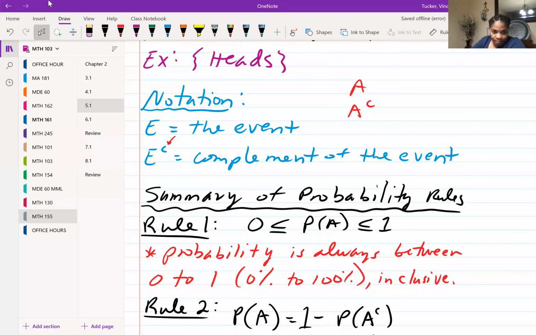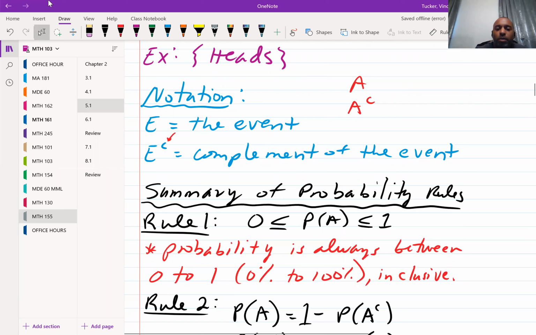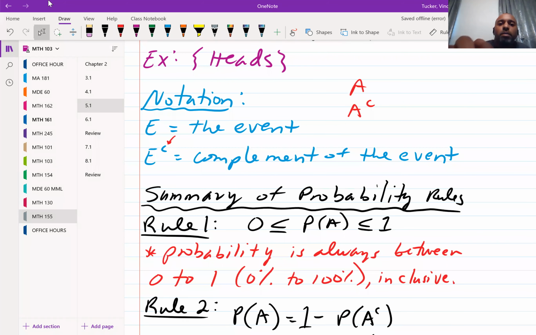All right, so when it comes to probability, we have two rules that they give us initially. I don't want to scroll up too fast though. Somebody else coming in.